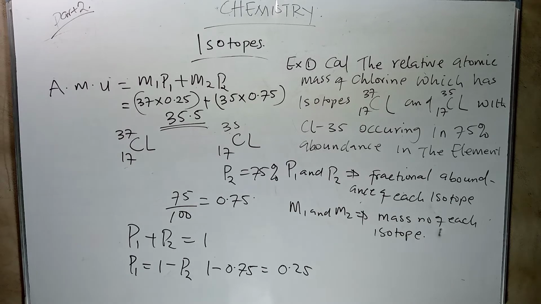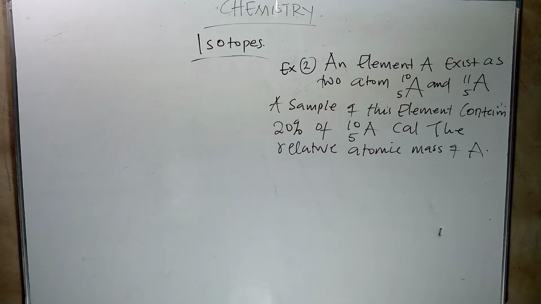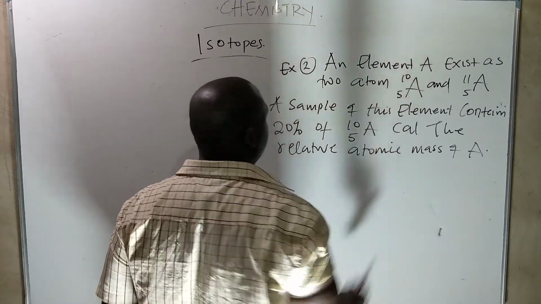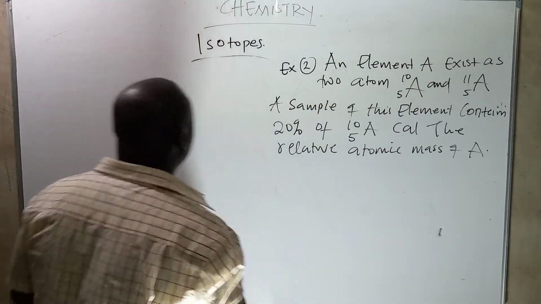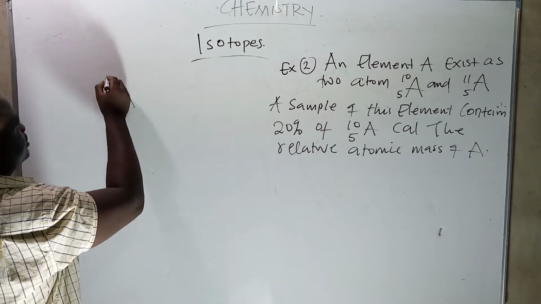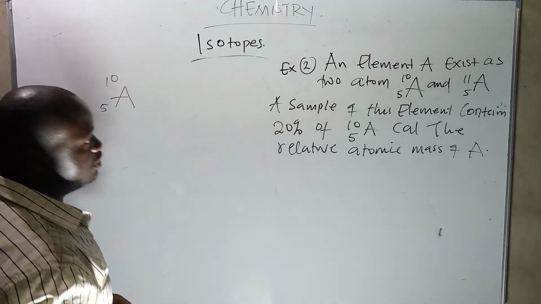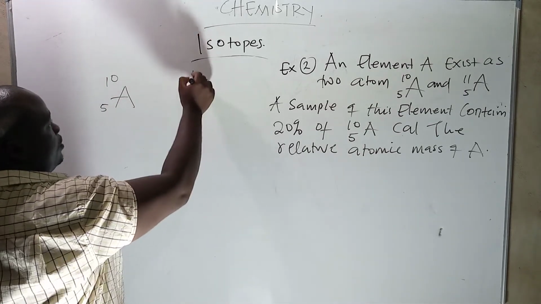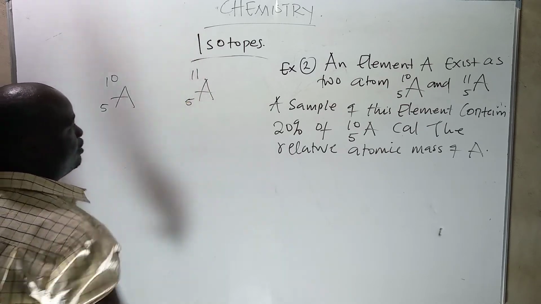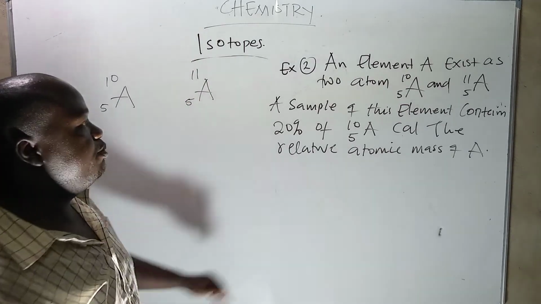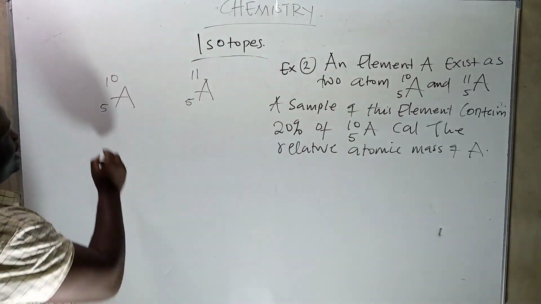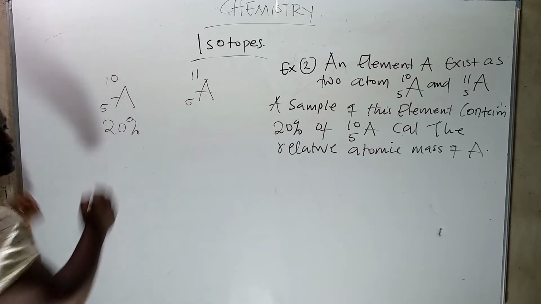It's actually raining, so the second example: an element A exists as two atoms. You can see it on the board. The two atoms are A with mass number 10 and atomic number 5, and another A with mass number 11 and atomic number 5. Now a sample of this element contains 20% of this one. So the one that has 10 and 5 is 20%.